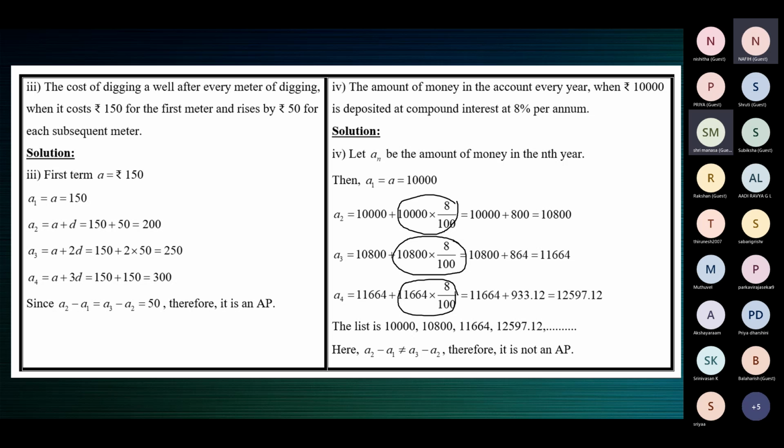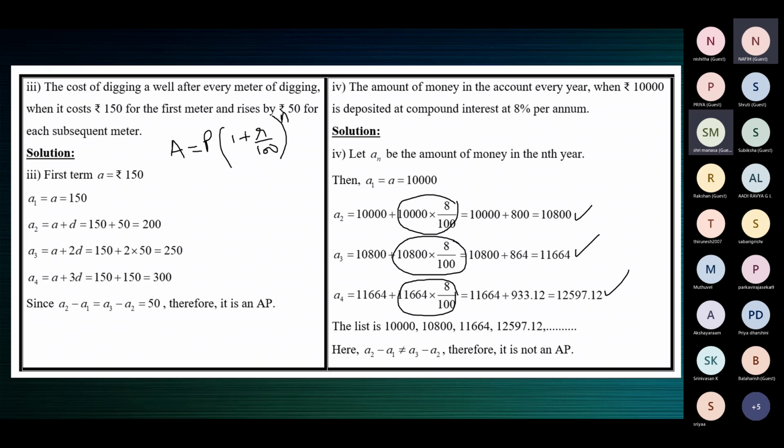Any doubt, children? Ma'am, is it compound interest formula that A2 is equal to 10,000 plus 10,000 into 8 by 100? So compound interest formula is different. You can also do it like this. Amount is equal to P into 1 plus R by 100 to the power N. So you can use this formula also to get these values, 10,800, this one and this one.